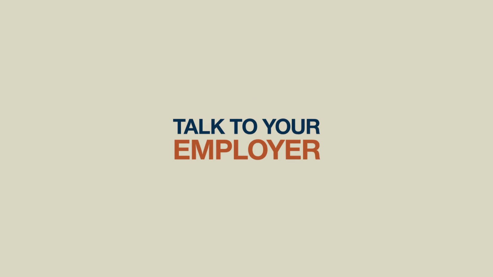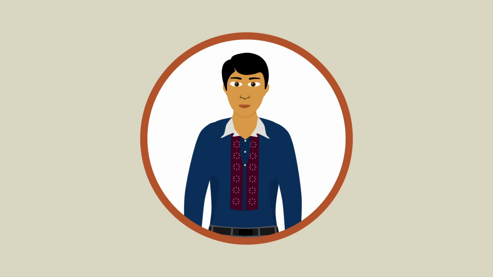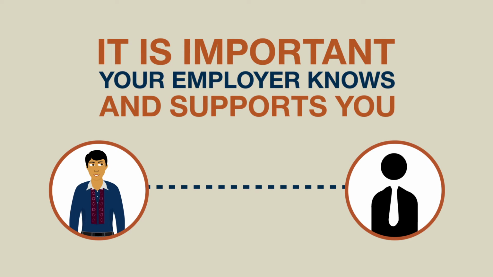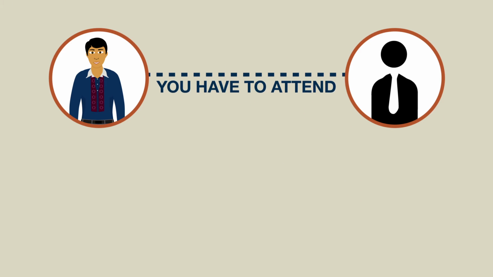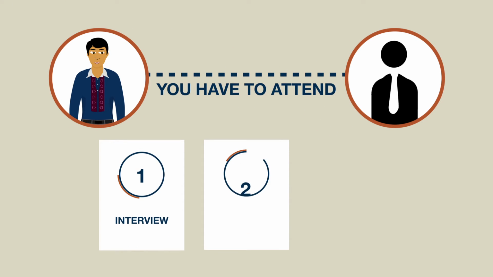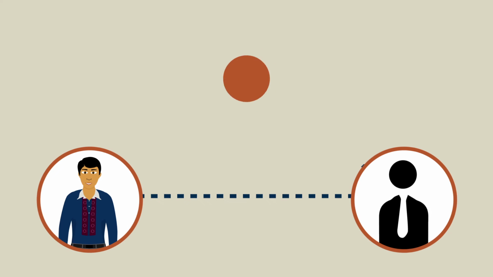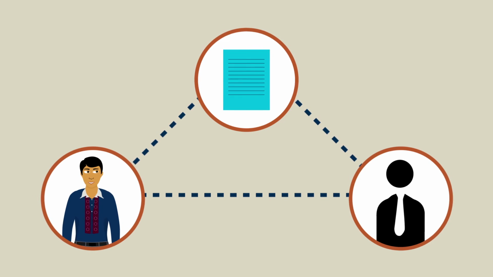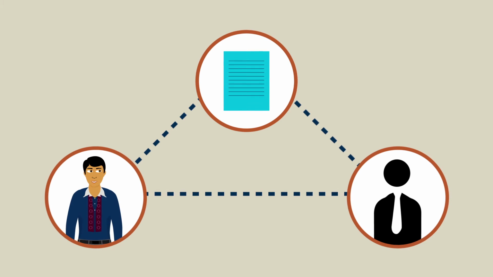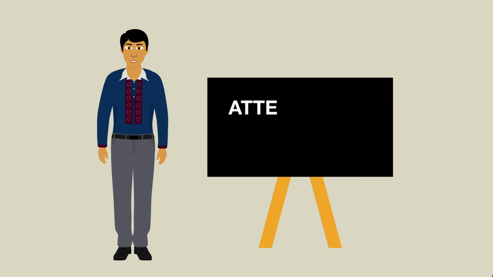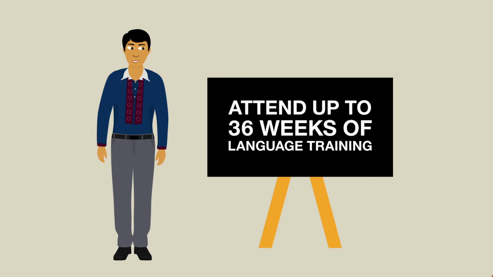Step 2. Talk to your employer. Although your application is personal, it is important that your employer knows you are applying and supports you. After all, he or she needs to release you from work to attend an interview, attend English language training, and to study in Australia. You also need a reference from your employer. It is far better for you to apply with the support of your employer and for all parties to know how they will be affected if you are successful. Remember, you need work release to attend compulsory English language training for up to 36 weeks in Mongolia, not just for the period of your study in Australia.